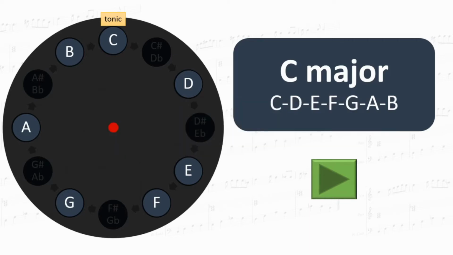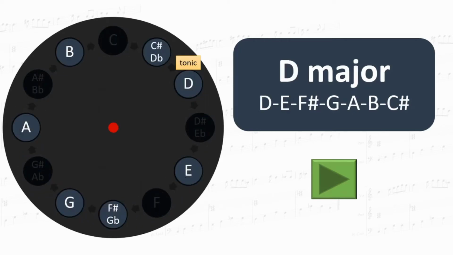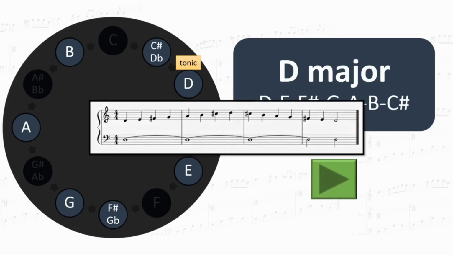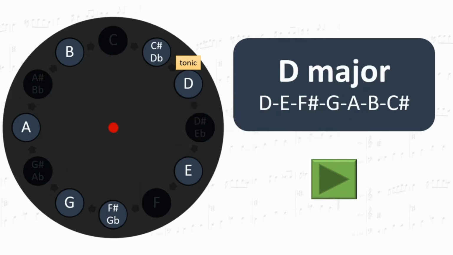Okay, now let's rotate the wheel from C to D with the tonic following. We'll get the D major scale. So D, E, F sharp, G, A, B, and C sharp. Let's take a listen to it. Great. So it sounds the same, but with a different key.